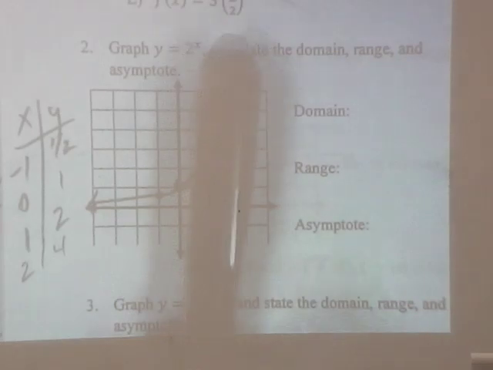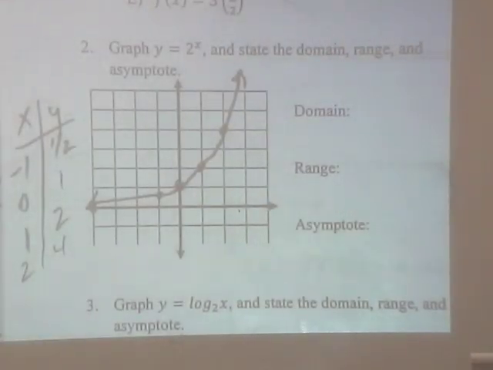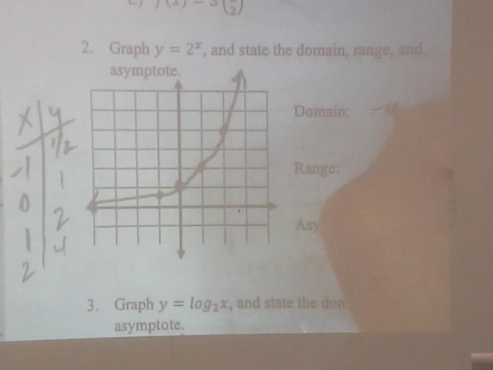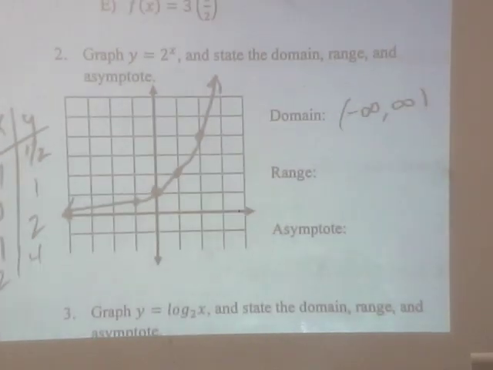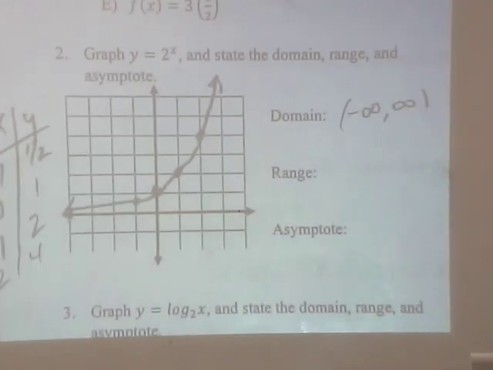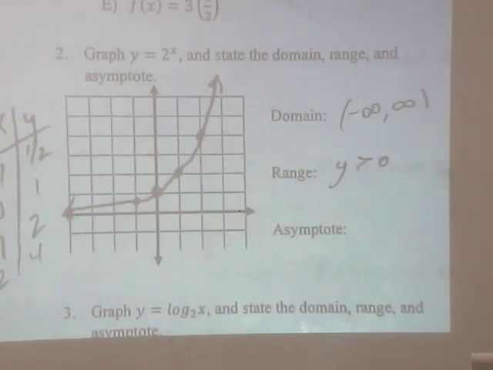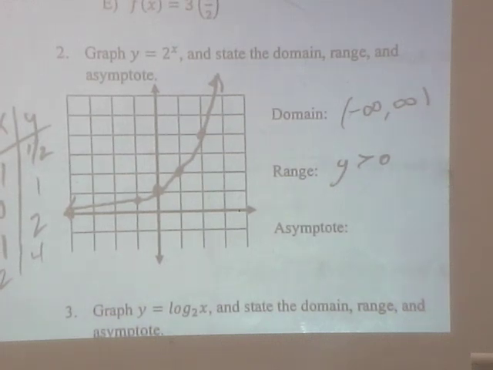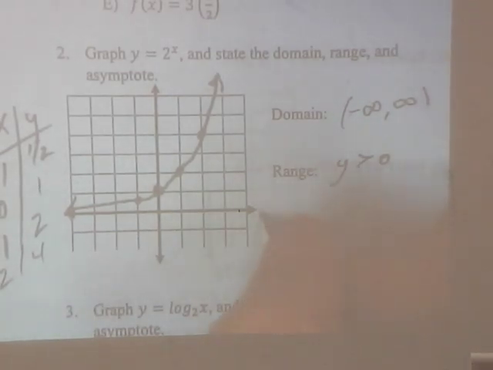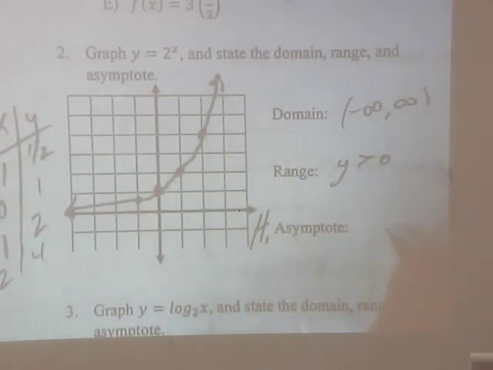What's our domain? How far left and how far right does this thing go? All real numbers, so maybe negative infinity to infinity. What about the range? How low and how high? You could say y is greater than 0, or 0 to infinity. Just make sure you don't include 0. And we have what kind of asymptote? A horizontal asymptote, and it'll be y equals 0.